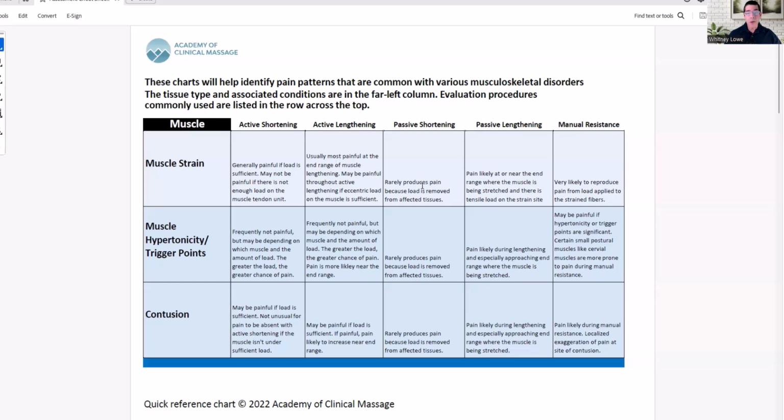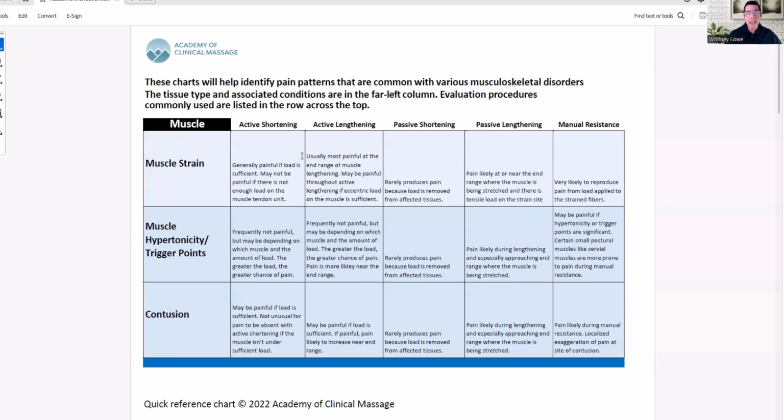Now, during passive shortening, what we'll see, that rarely produces pain in a muscle strain because you're taking a load off of that muscle and decreasing the forces that it's subjected to. But during passive lengthening, that muscle can get stretched and pulled, and if there's a strain in there, that's likely to increase those irritations, sensations, and increase the pain that a person is feeling. In the manual resistive test, again, very similar, likely to reproduce pain if there's a strain in the muscle. And frequently, the worse the strain is, the greater the level of pain is up to a certain point.